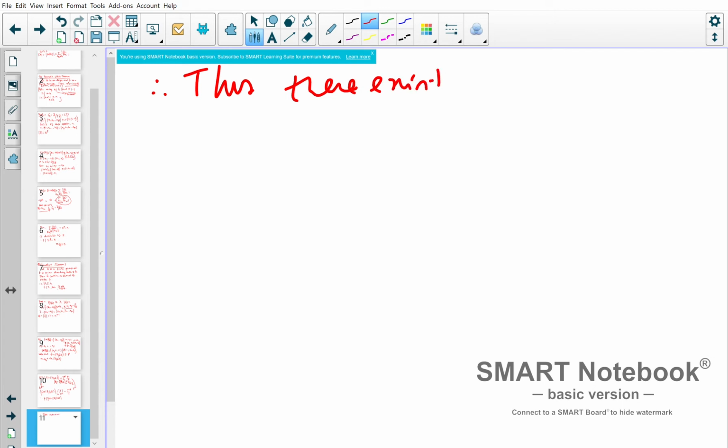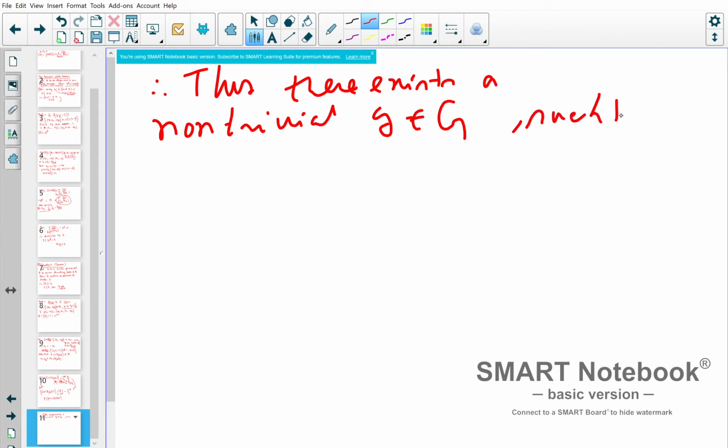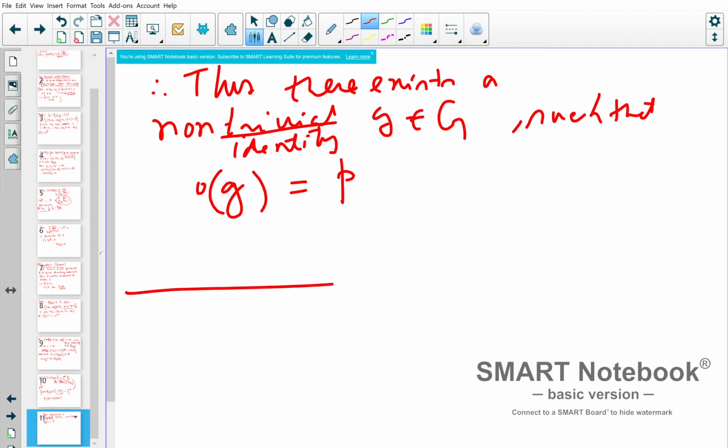there exists a non-trivial g belonging to G, non-trivial meaning which is not the identity, such that the order of that g is p, okay, clear? And this is that elegant proof of Cauchy's theorem, one of the famous theorems, and this theorem is very old, one of the oldest theorems. Around 1845, I think, Cauchy proved this theorem, okay. And this is one of the elegant applications of whatever we are doing in group actions, okay, clear?